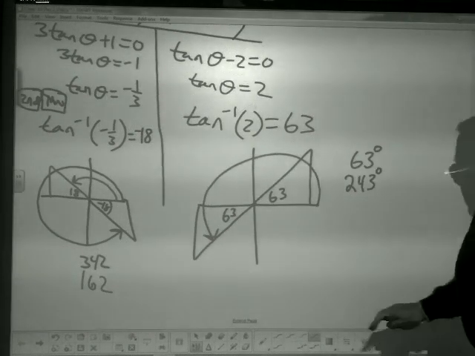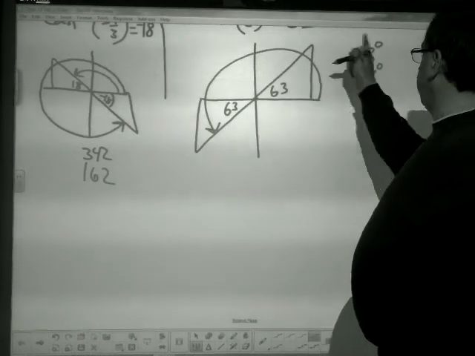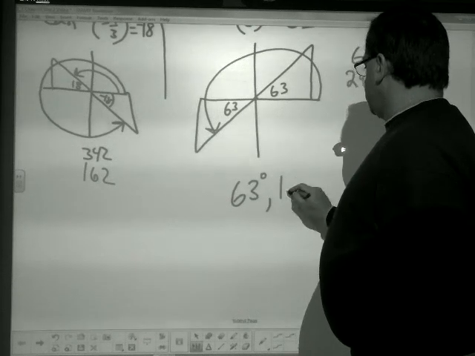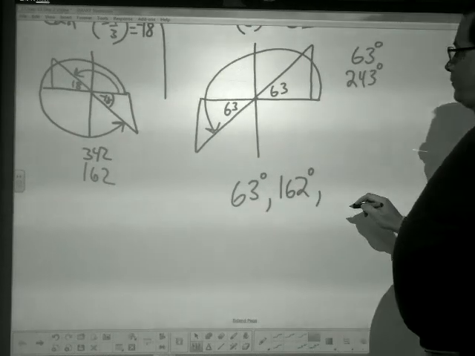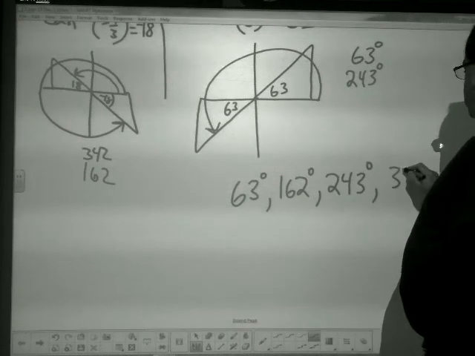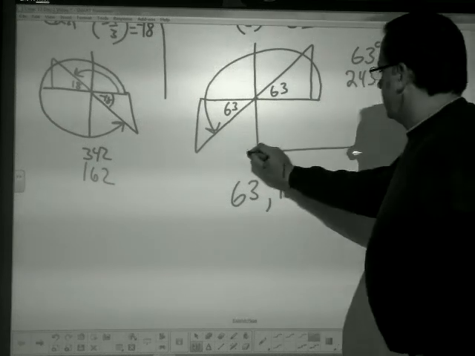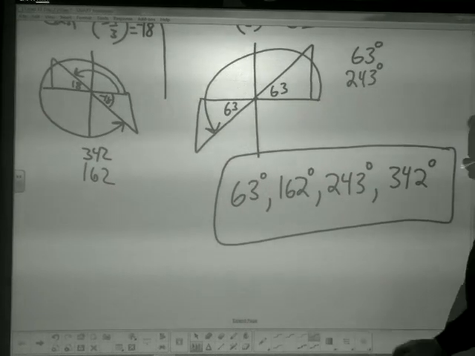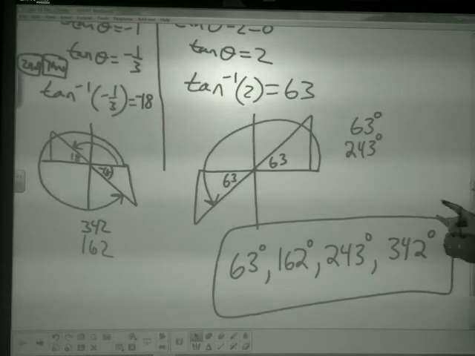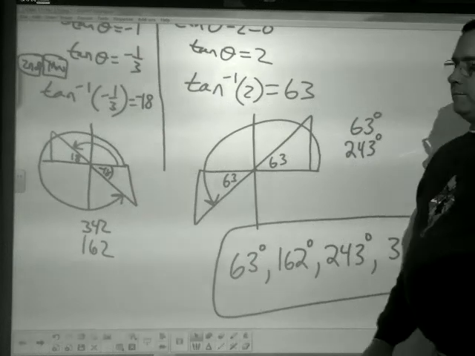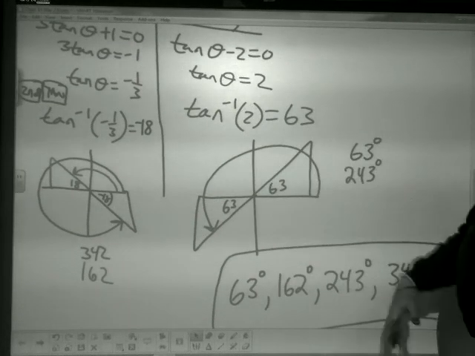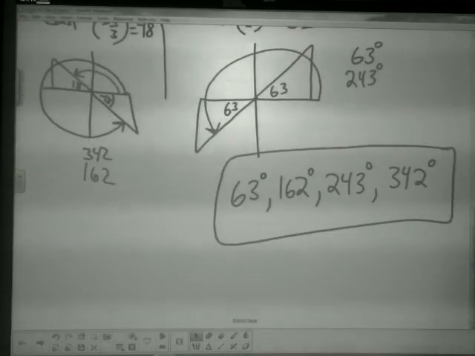So my answers are all four of these. And if I want to list them from lowest to highest, I would say 63, 162, 243, and 342 degrees. That is a complete solution. There's actually 4 answers because each side of the quadratic has 2 answers. Again, if you were to get an error message, you could reject that side of the quadratic. But that is your complete solution.